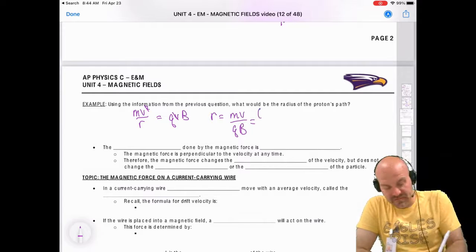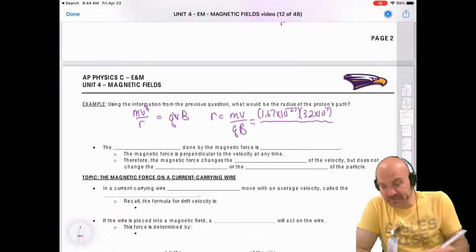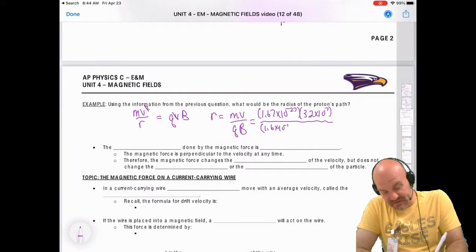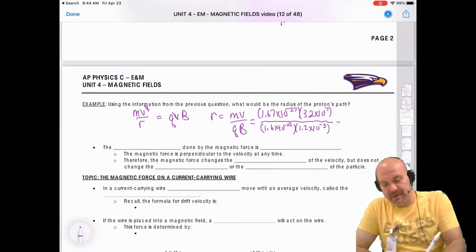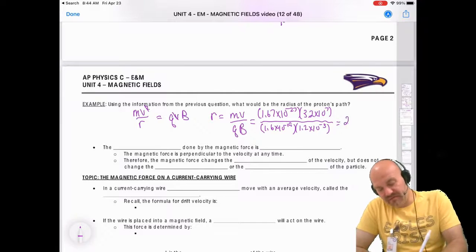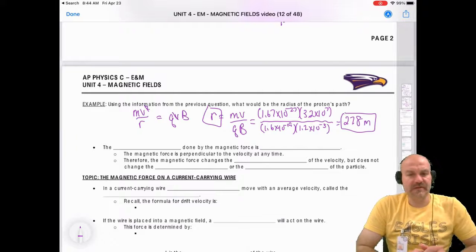And so we just plug in our information: 1.67 times 10 to the negative 27th times the velocity, which we found to be 3.2 times 10 to the 7th, divided by the charge, 1.6 times 10 to the negative 19th, times the magnetic field strength, 1.2 times 10 to the negative 3 teslas. Remember, it was 1.2 milliteslas. Okay, so we plug that into our calculators, and we find that the proton would travel in a circle with a radius of 278 meters.